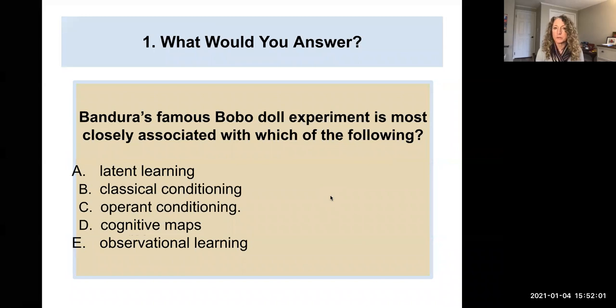All right, Bandura's Bobo doll experiment is most closely associated with which of the following? You got it. E, observational learning.